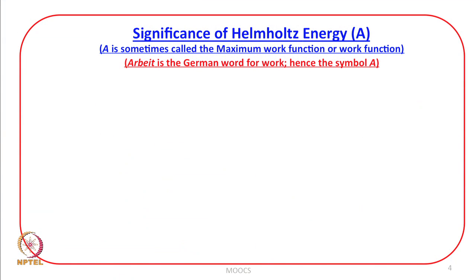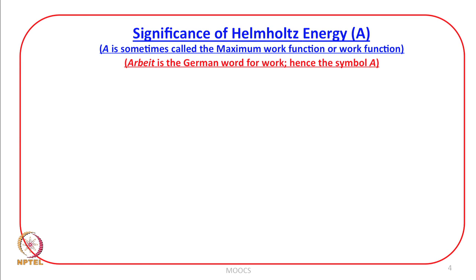Now, let us move towards a discussion on the significance of Helmholtz energy, A. Helmholtz energy is sometimes called the maximum work function, or just work function. What is the origin of this letter A? Actually, Arbeit is German word for work, and from there the first letter A is chosen as a symbol for Helmholtz energy A.